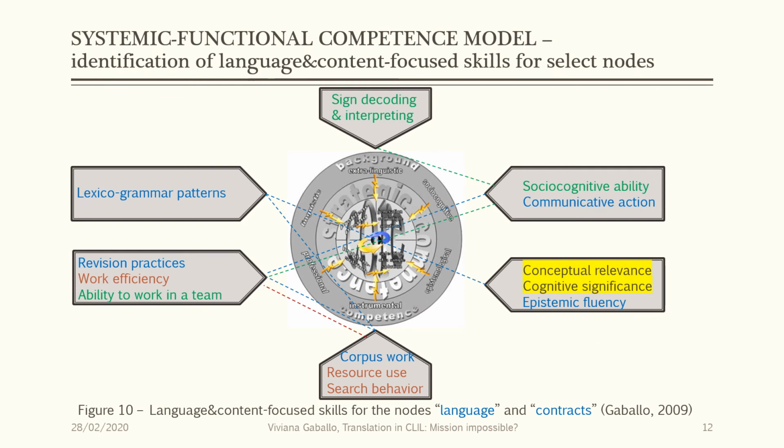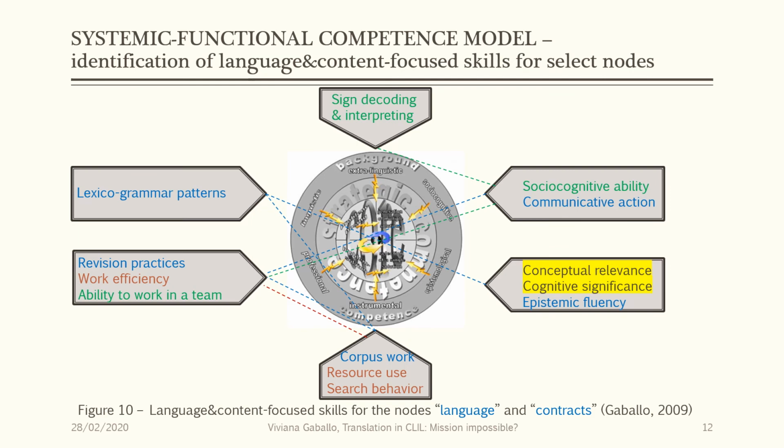Let's assume that after analyzing the conceptual relevance and cognitive significance of the subject's law and language, we come to the resolution that one of the main nodes for, say, MA students in law are contract law and the language of contracts. How do we organize the teaching and learning activities according to a CLIL pedagogy that incorporates translation as well?